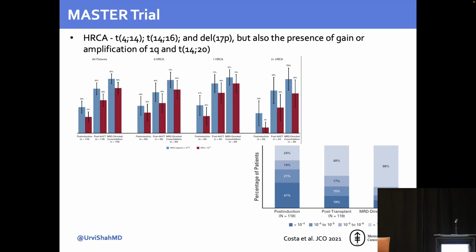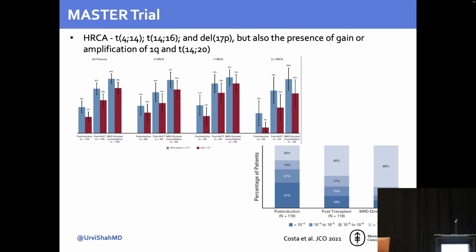The blue and red are just different MRD assessments. Sorry that it's a bit small. What is also interesting is that the first group is all patients, and then they're looking at 0 high-risk cytogenetic abnormalities, 1, and 2 plus. And for those who had more than 2 high-risk cytogenetic abnormalities, I think what's interesting is that they had less MRD negativity based on this study, and the percent.